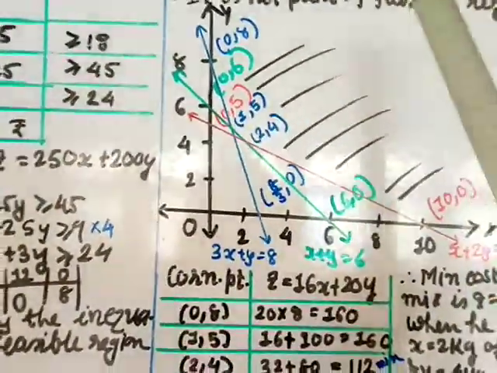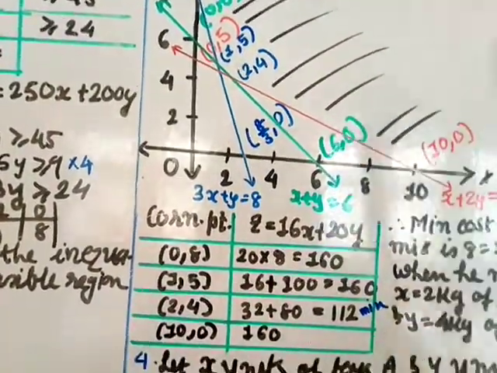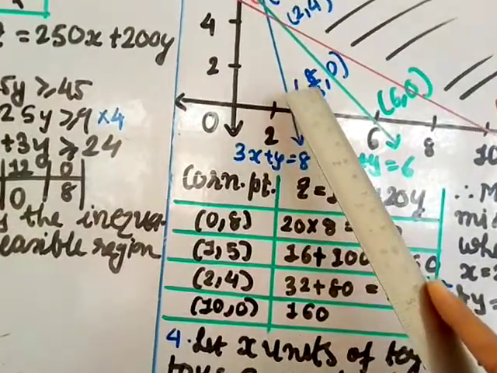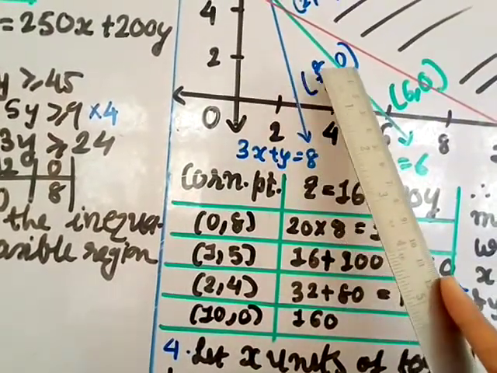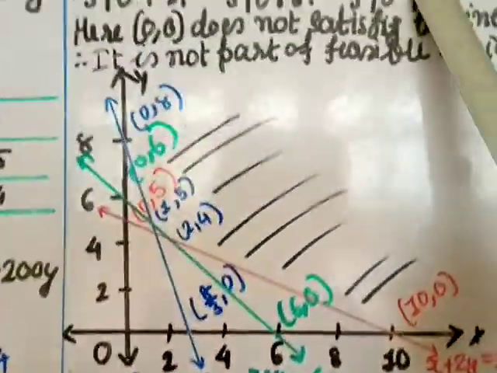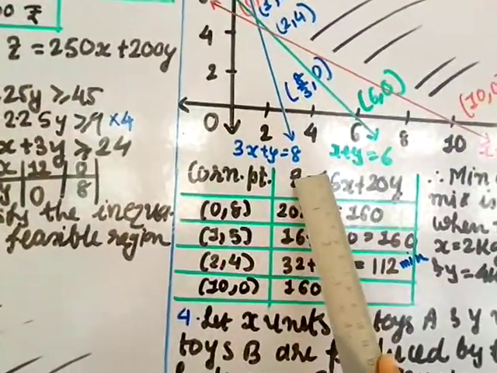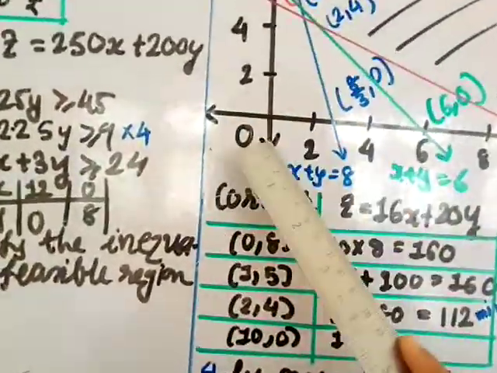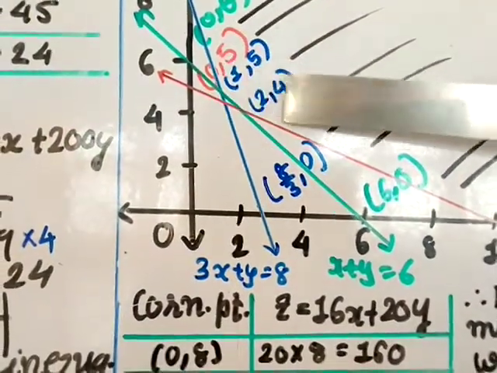And the last one: when y is 0, x is 8 by 3, which is about 2.6, so it comes somewhere here. When x is 0, y is 8. Draw the blue line and write its equation. Since (0, 0) is not in the region, we take the outer boundary, from here up to here.